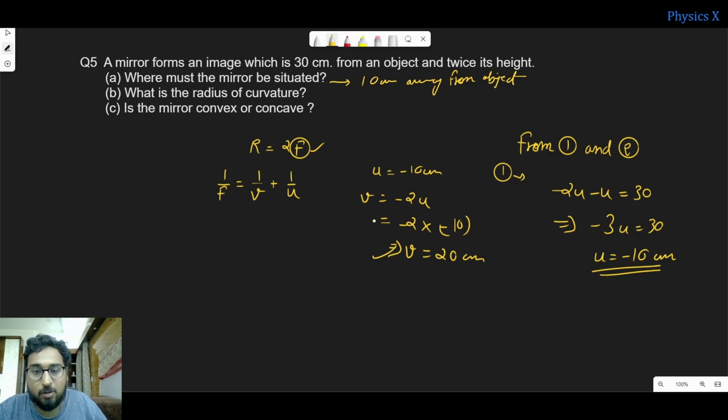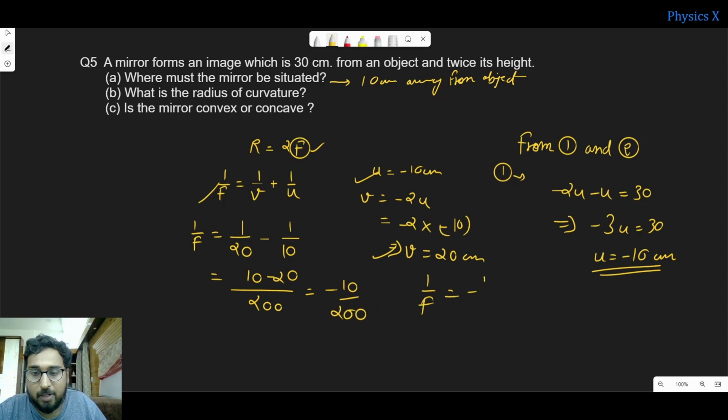So I will put the value of v and u in this formula. So 1 by f I will be getting as 1 by 20 and u will be minus 1 by 10. So this is your focal length. So what will it be? It will be 10 minus 20 by 200. So this is nothing but minus 10 by 200. So 1 by f is minus 1 by 20, or f you can write as minus 20 centimeter.